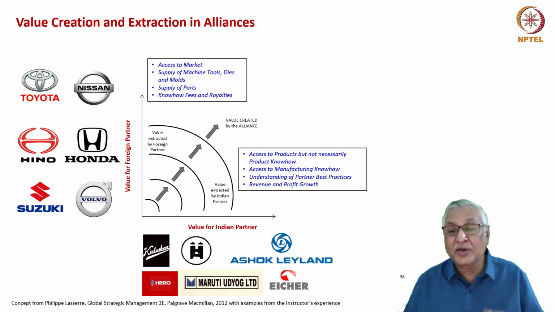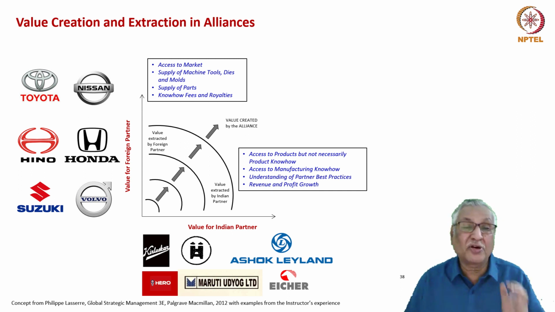Understanding of partner best practices happens. Revenue and profit growth happens. What does the foreign partner get? The foreign partner gets access to market. He gets to supply machine tools, dies and molds, particularly when they are outdated in the parent country and could be transferred. The foreign partner gets value from being a supplier of parts. The foreign partner also earns know-how fees and royalties.